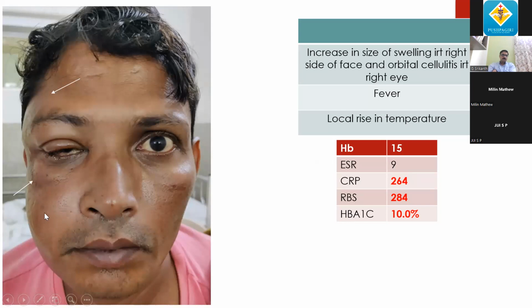It developed a buccal space and also the temporal space, which is clearly evident. Even the upper eyelid is involved now. Okay, he is not able to open the eye.